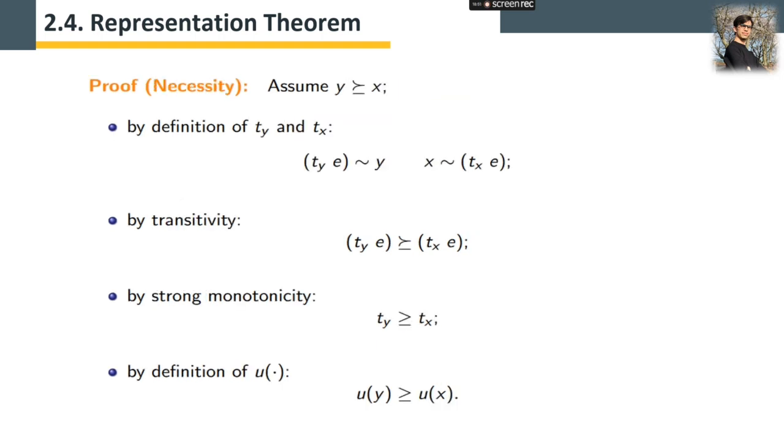And now let's prove the necessity condition of that relationship. Now assume that y is at least as good as x. Then by the definition, we have ty multiplied by e, which we can take from the previous relationship, because ty multiplied by e is uy multiplied by e, or the utility of y multiplied by e, and tx multiplied by e is the utility of x multiplied by e. So instead of uy multiplied by e we can write ty multiplied by e, and instead of ux multiplied by e we can write tx multiplied by e. Then ty multiplied by e is indifferent to y, and tx multiplied by e is indifferent to x.